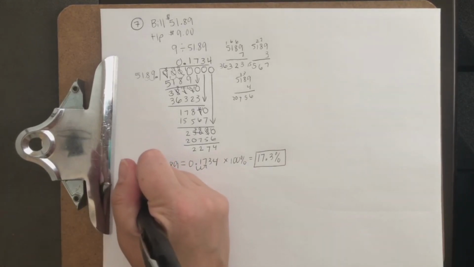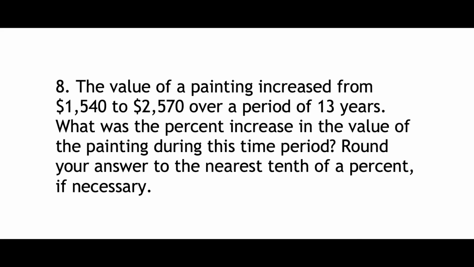Let's do number 8. The value of a painting increased from $1,540 to $2,570 over a period of 13 years. What was the percent increase in the value of the painting during this time period? Round your answer to the nearest tenth of a percent if necessary.